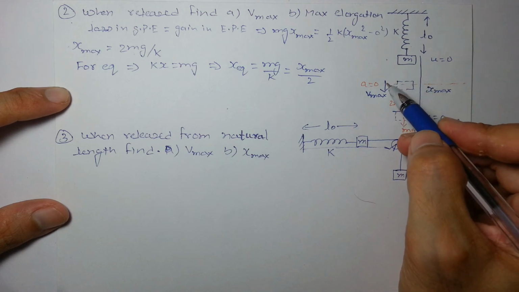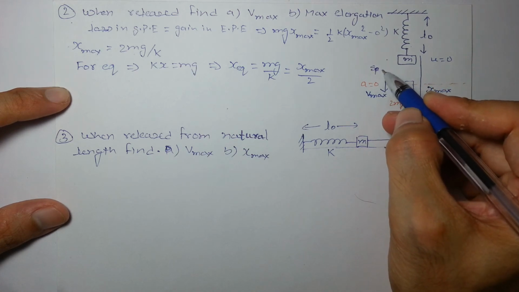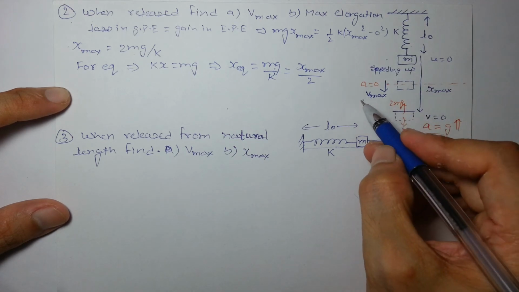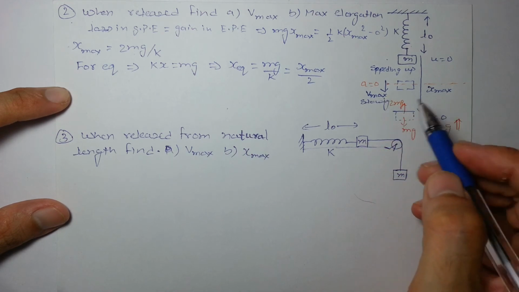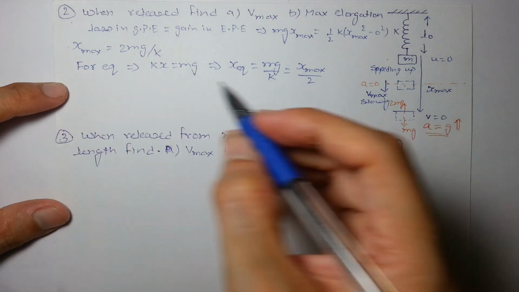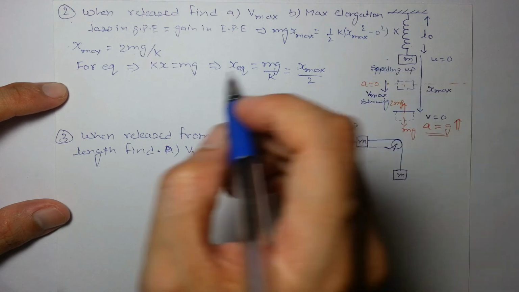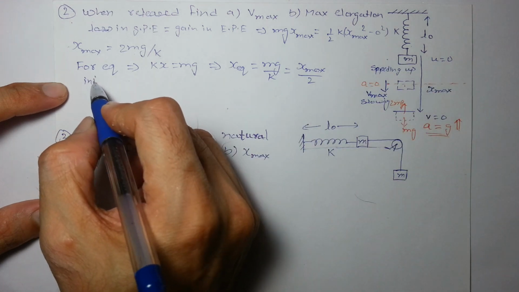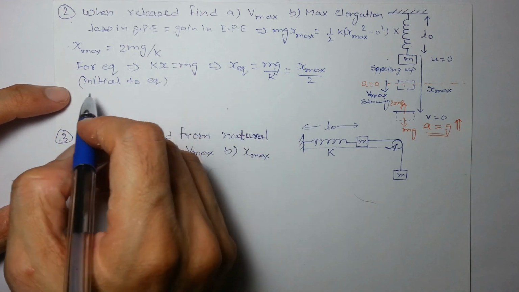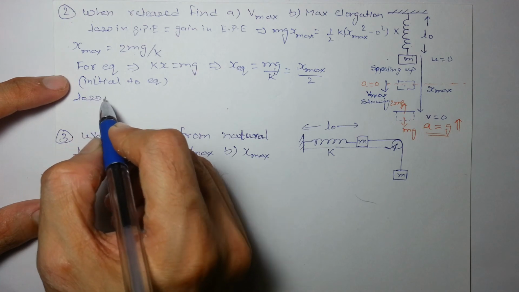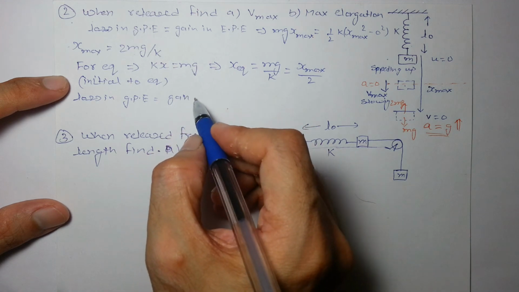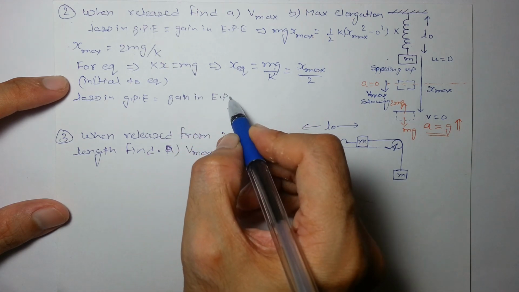From here to here, speeding up, and from this point to this point, slowing down. This type of motion is taking place. So what is Vmax at this point? So I should name from initial to equilibrium. I'll again use conservation of energy principle. Loss in GPE is converting to gain in two energies. One is EPE, another is KE.